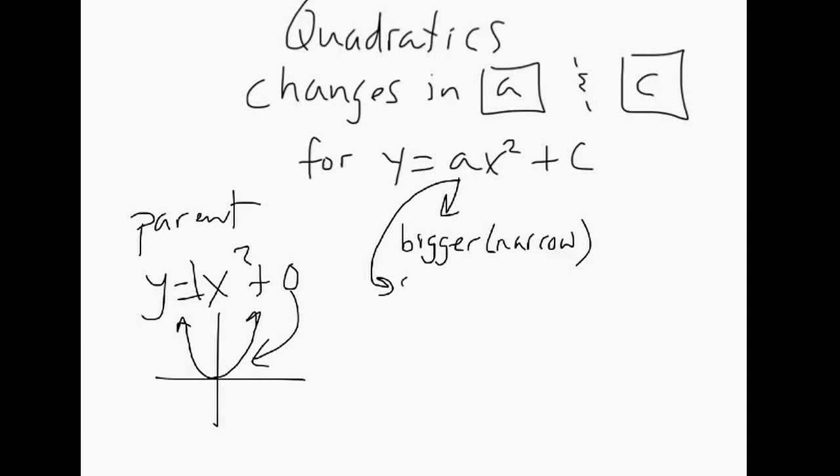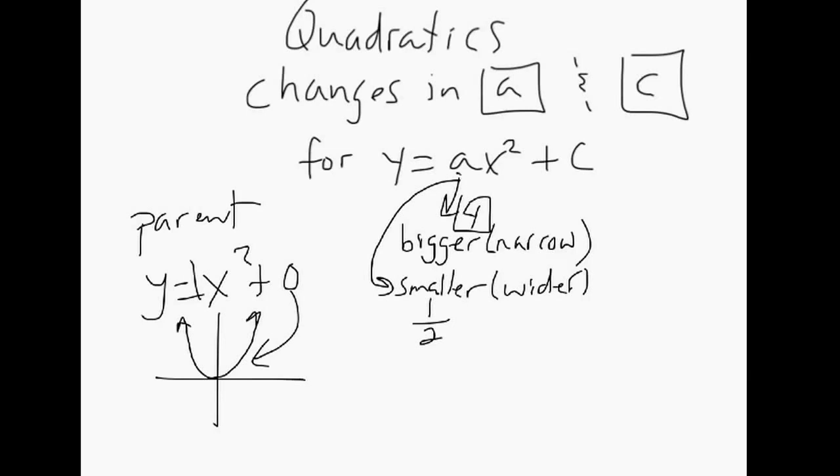If we make him smaller, like if we go to a proper fraction, that means he exercises less, and he's going to be wider. So bigger would be like exercise 4 times a day. That'll make you narrow. Exercise once every 2 days. That's going to make you more wide.